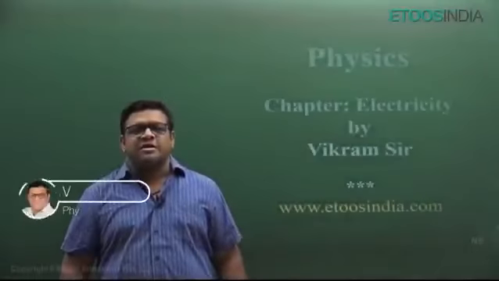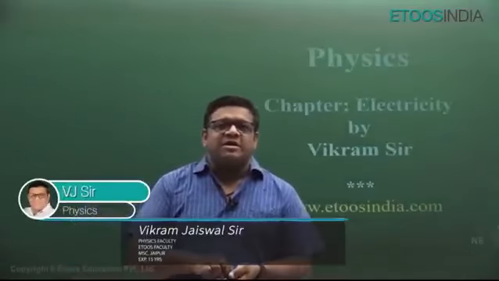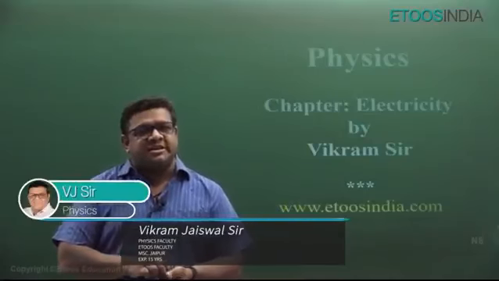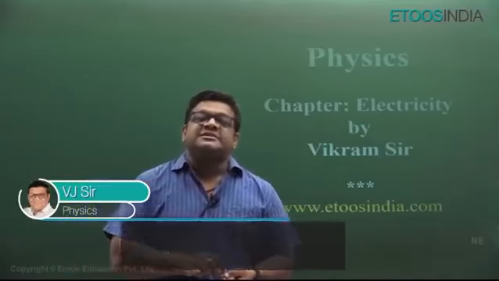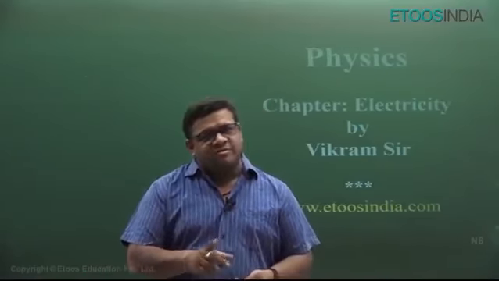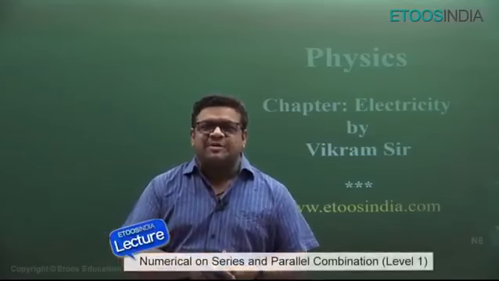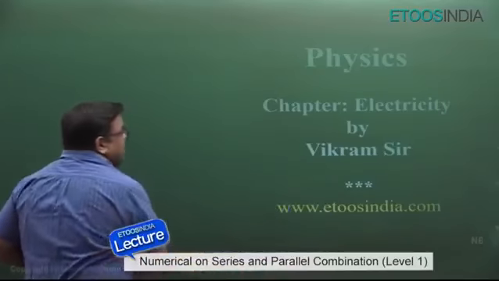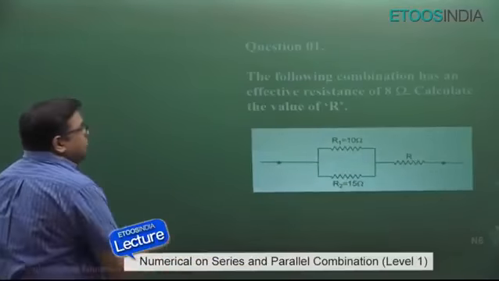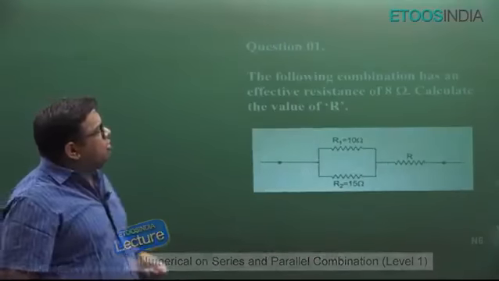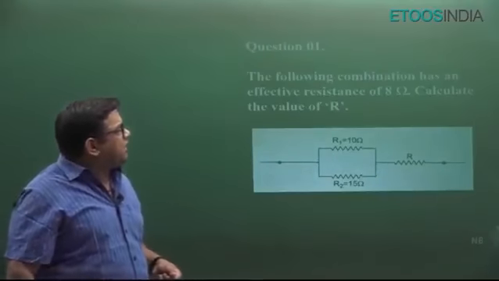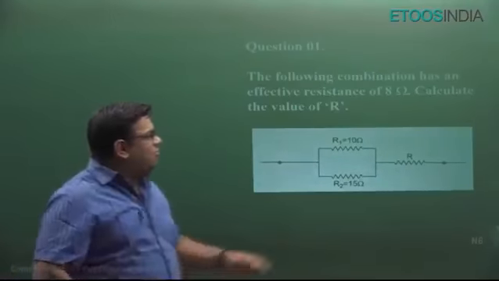Good morning. Today we'll be doing numericals of electricity, and that too with the portion of series and parallel combination of resistances. So let's begin. Here comes the first question, which says that the following combination has an effective resistance of 8 ohm. Calculate the value of R.